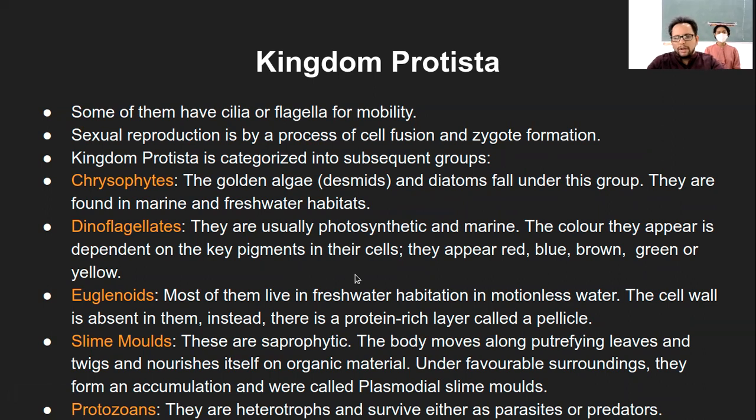Okay, so I assume there are no questions. Then there are these 5 main types, or subgroups, within kingdom Protista. The first one is chrysophytes. This includes the golden algae and even the diatoms.